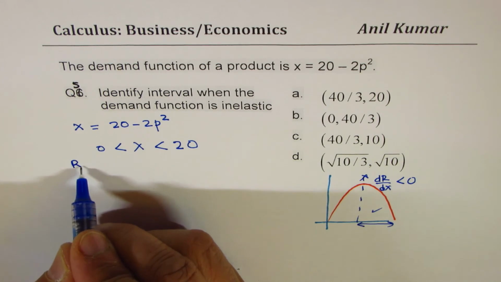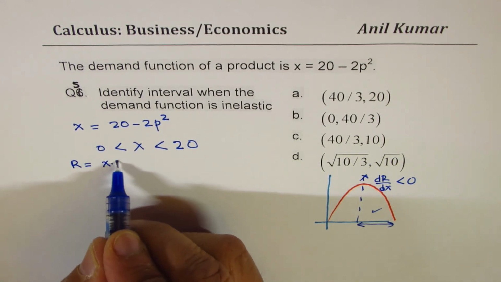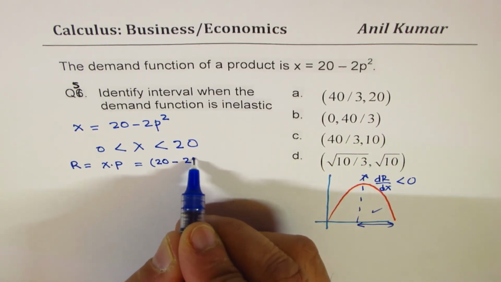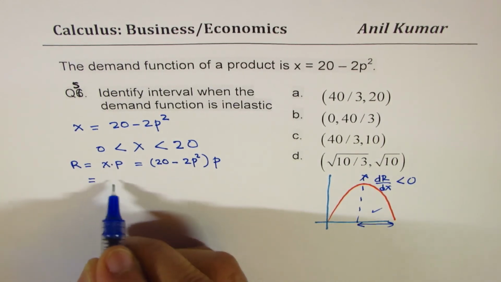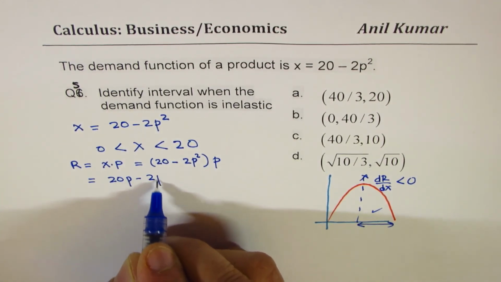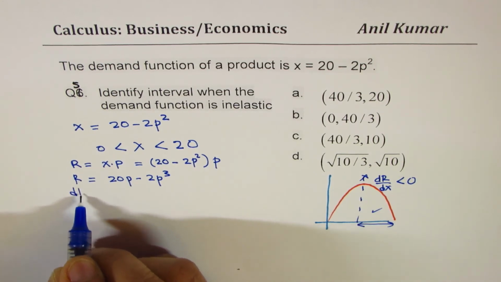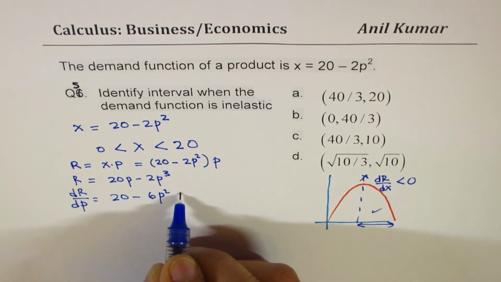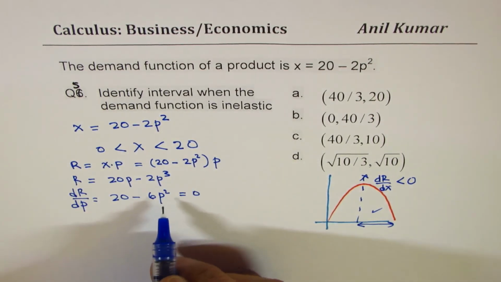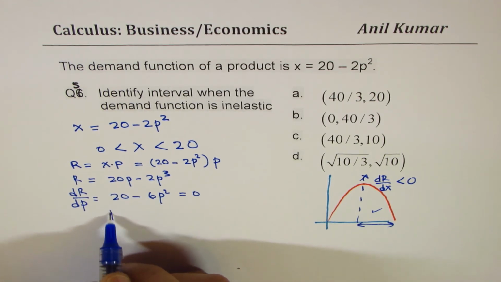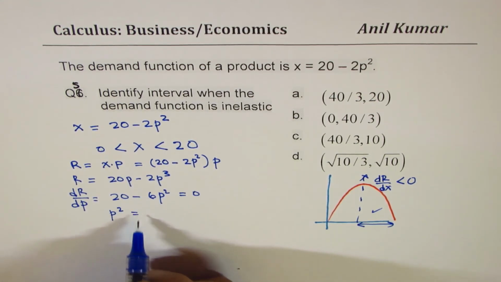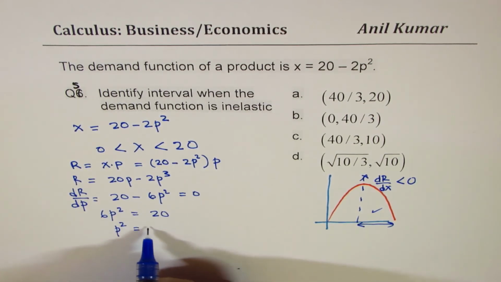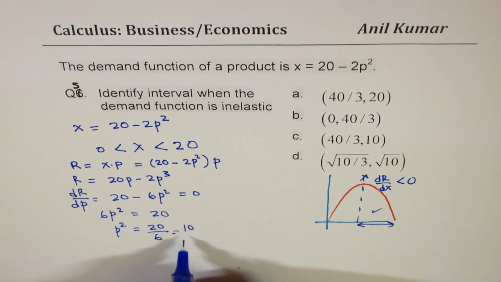So let me rewrite our revenue as x times p, which is equals to, x is given to us, so it is 20 minus 2p square times p. So revenue is 20p minus 2p cube, that is revenue. Now dr over dp will be 20 minus 6p square. For critical number, that should be 0, and then we'll get the value of p. Let me write p square rather, will be, let's say 6p square is 20, or we can say p square is 20 over 6, which is 10 over 3.